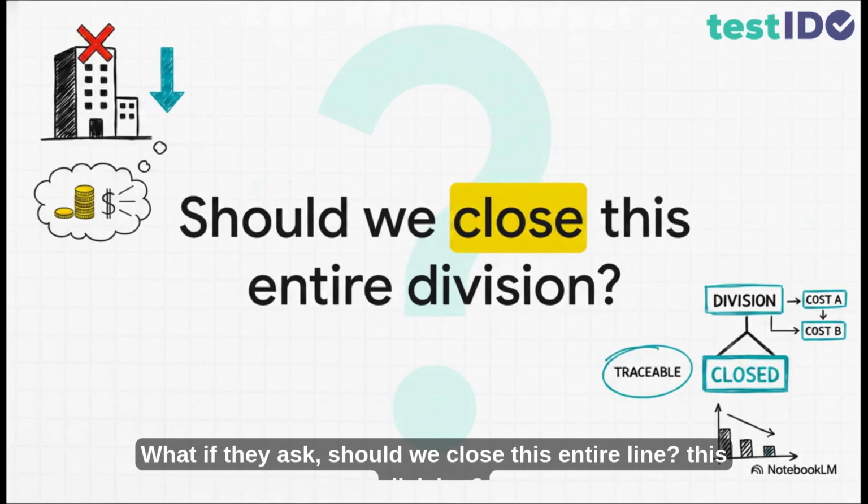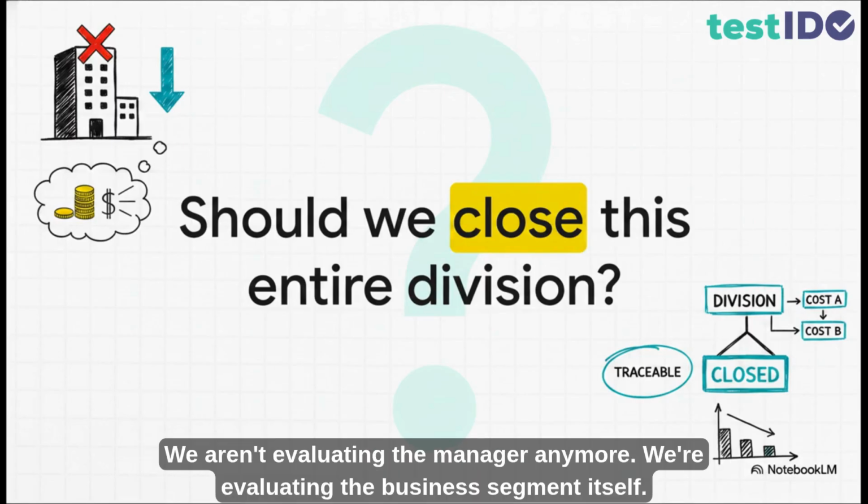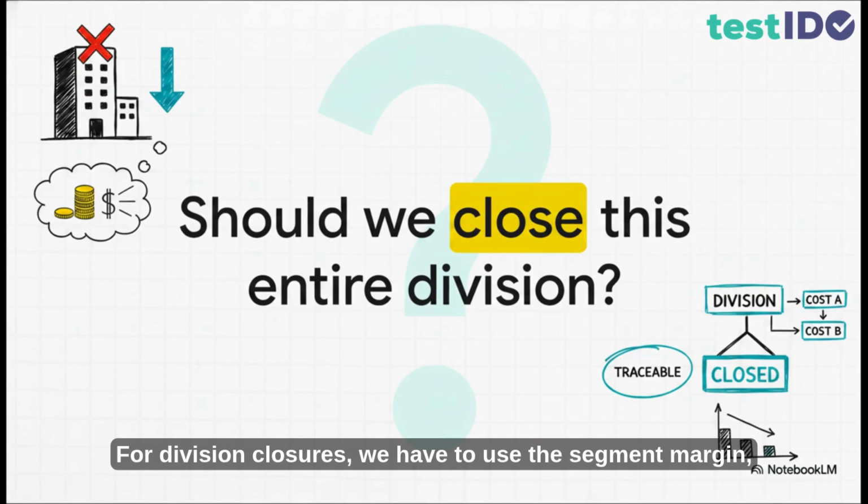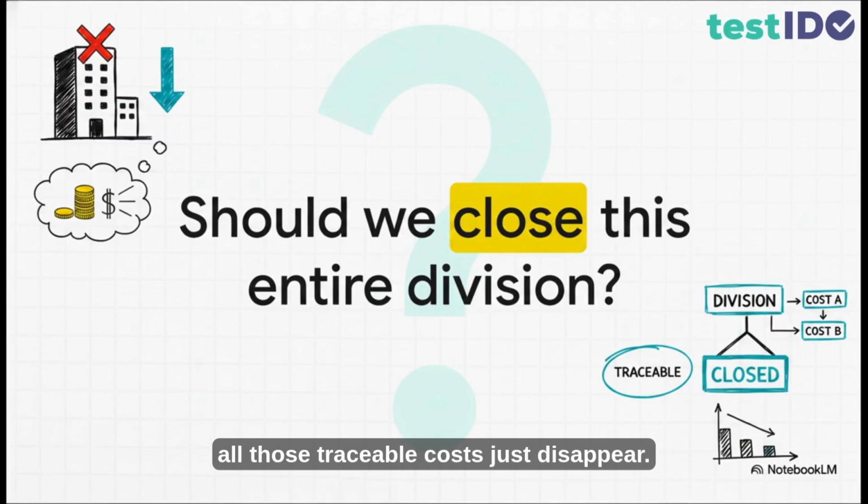What if they ask, should we close this entire division? Suddenly the game changes. We aren't evaluating the manager anymore. We're evaluating the business segment itself. For division closures, we have to use the segment margin, which includes all traceable costs to that division, regardless of whether the local manager controls them or not. Because if you shut down the division, all those traceable costs just disappear.